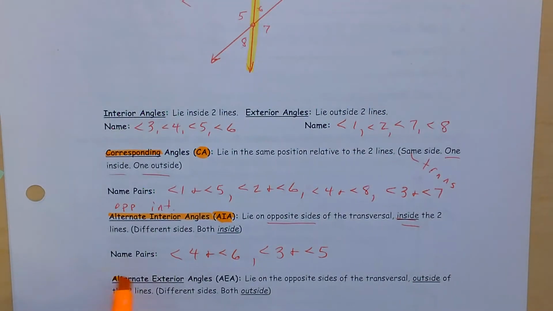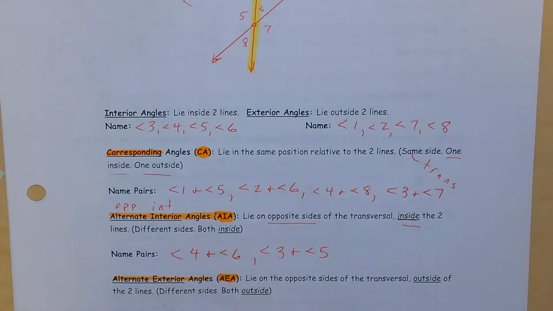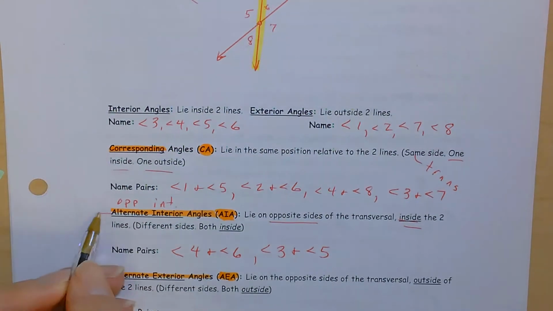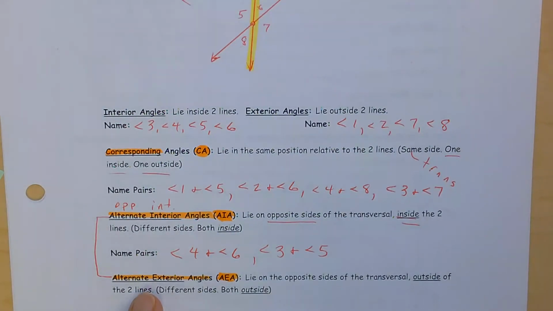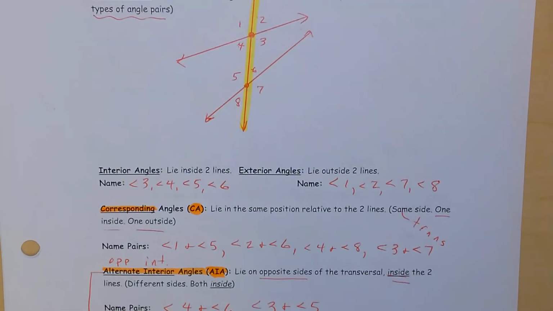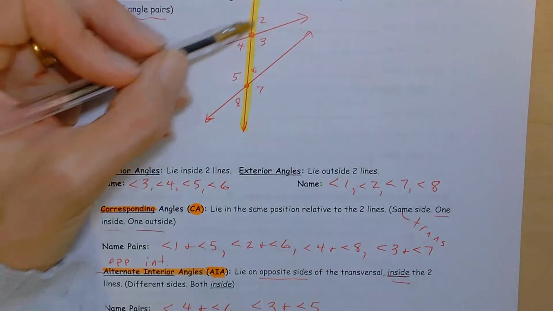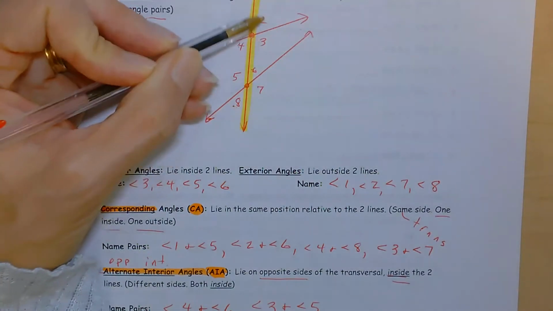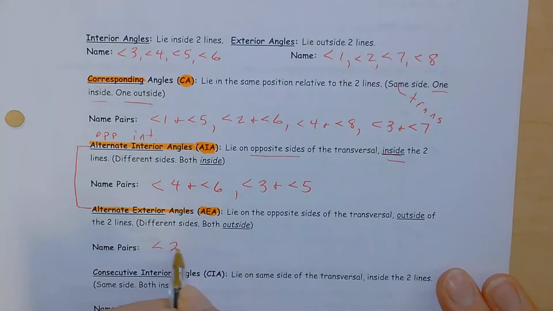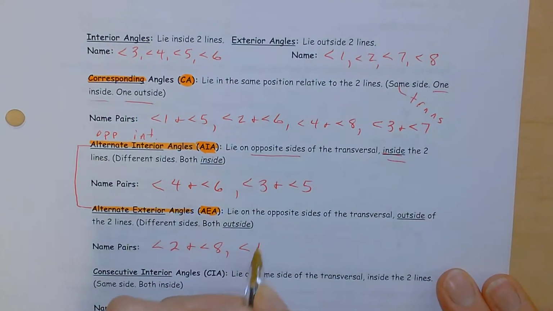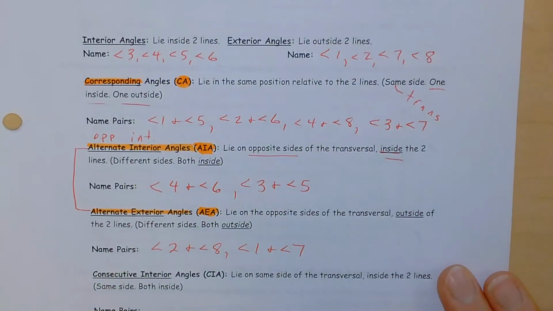They will eventually be called AEAs for alternate exterior angles. And these are the exact same thing as alternate interiors. They just happen to be outside the lines, but they're still on opposite sides of the transversal. Okay, so opposite sides of the transversal, outside. So we're looking at 2 and 8, opposite sides of the transversal, outside, and 1 and 7. So this would be angle 2 and angle 8, angle 1 and angle 7. And again, they come in pairs.